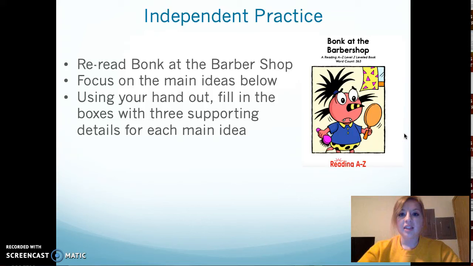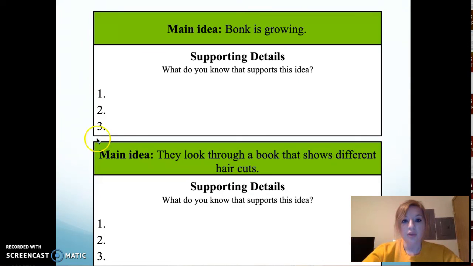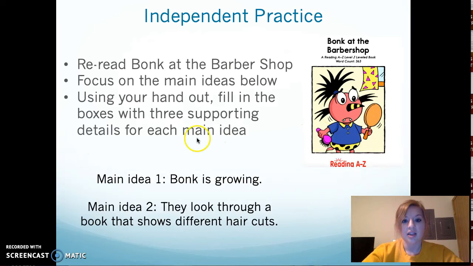Next, we will work on independent practice. So for this, we're going to use Bonk at the Barbershop, the story that we worked on earlier this week. I will pass out the story, and I would like you to focus on these main ideas listed below. Using your handout, I would like you to fill in the boxes with 3 supporting details about each of these main ideas.